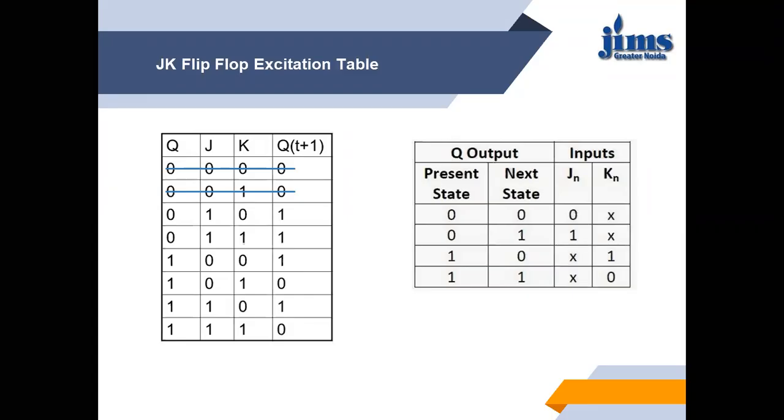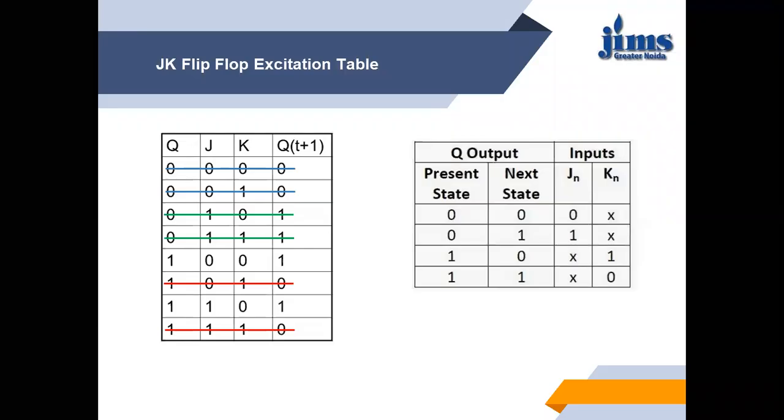Next input combination must be 0, 1: present state 0, next state 1. So here is present state 0 and the next state 1. You can see that J is 1 and K is again don't care. Next is whenever present state is 1 and next state is 0, here with the red lines.